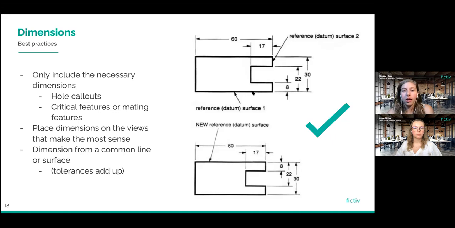So we can see from surface 1 to the next closest surface is a dimension of 8, and then to the one after that is 22, and to the one after that is 30. This works the same way if we had chosen the top surface as our new datum surface. We just dimension from that surface to each next closest surface.